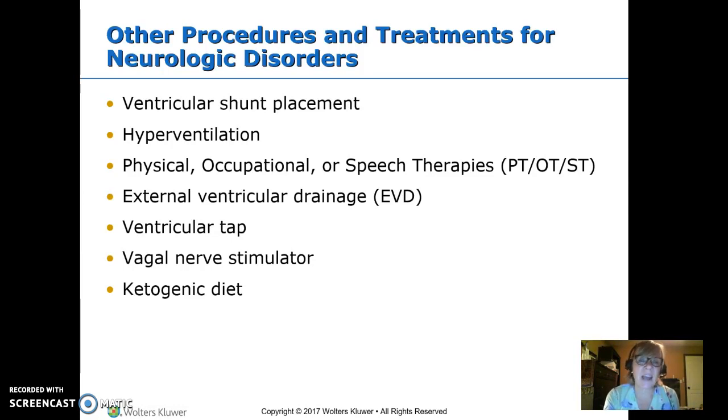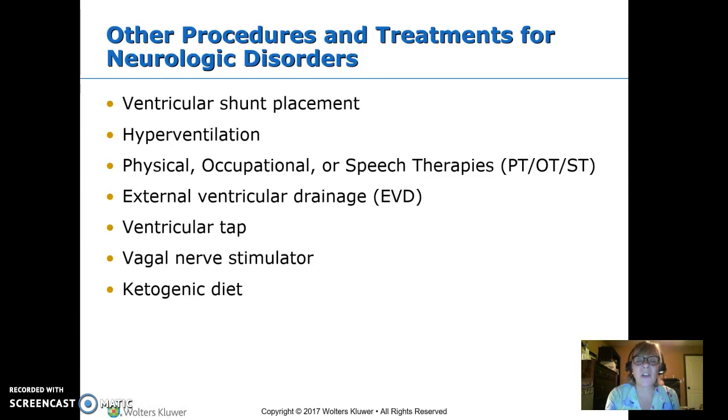A child who's had a neurologic disorder often needs therapy, physical therapy, occupational or speech therapy, to regain skills or to learn skills. Externalized ventricular drain, we'll look at that. It's sort of like that VP shunt, except it's external.